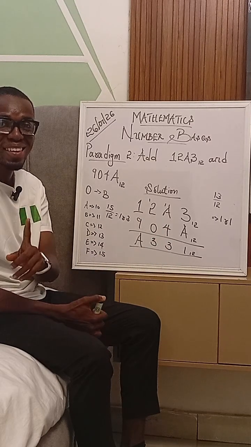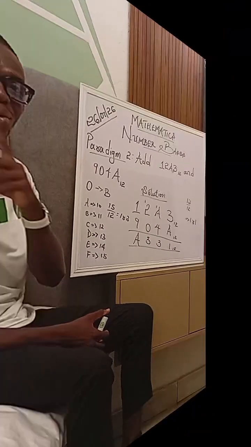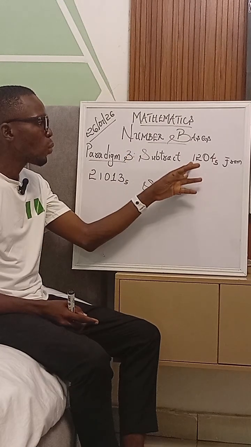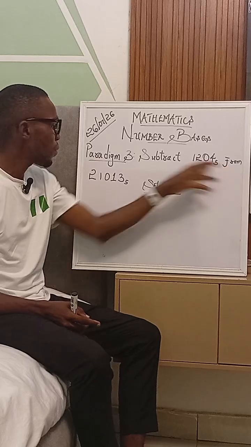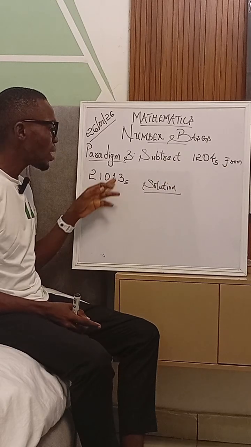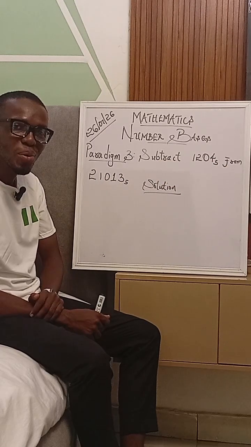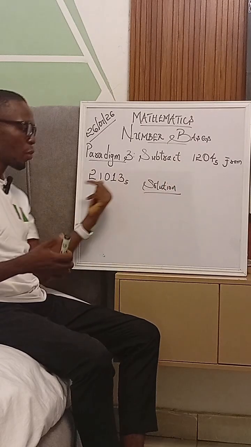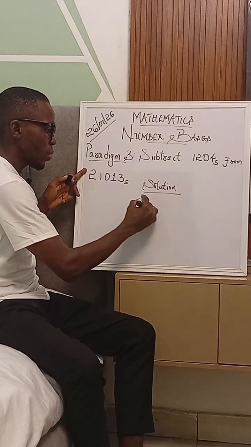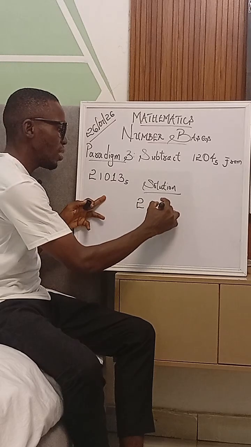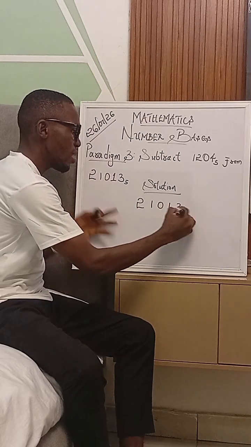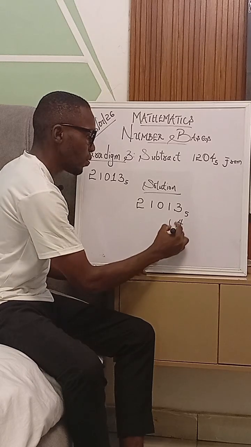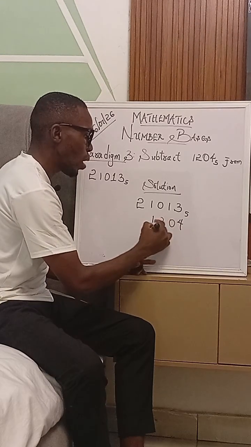So we are going to look at the last thing here, which is subtraction of number bases. The very last question we are going to look at is: subtract 1204 base 5 from 21013 base 5. How do we go with this? Very simple. Note, we are taking away this from this, so this is going to come first. So we have here 21013 base 5, and then we have 4021 base 5.